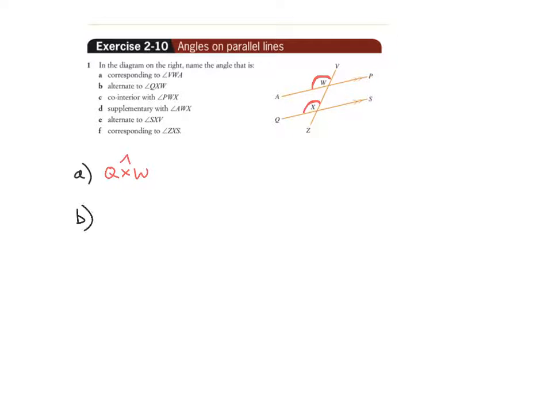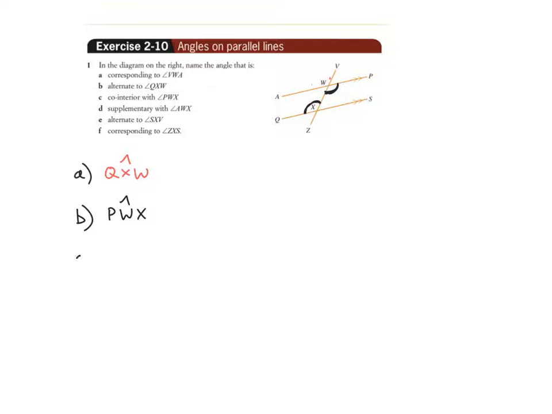Question B, the angle alternate to QXW. Well, hang on a second. The angle alternate to QXW. Where is QXW? It's here. That's QXW, and we need an alternate angle. That's a Z angle. That's this one. And what's the name of that angle? PWX.